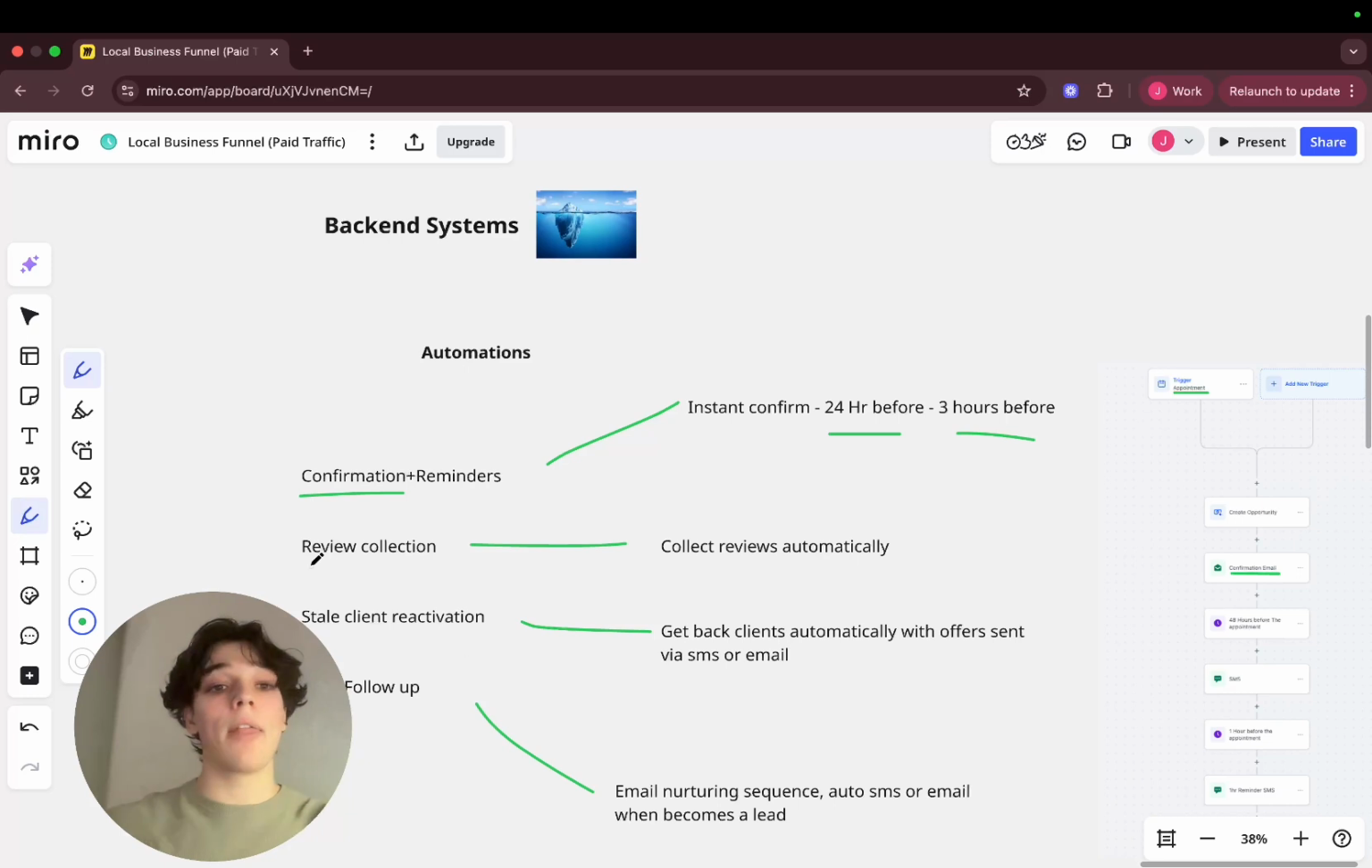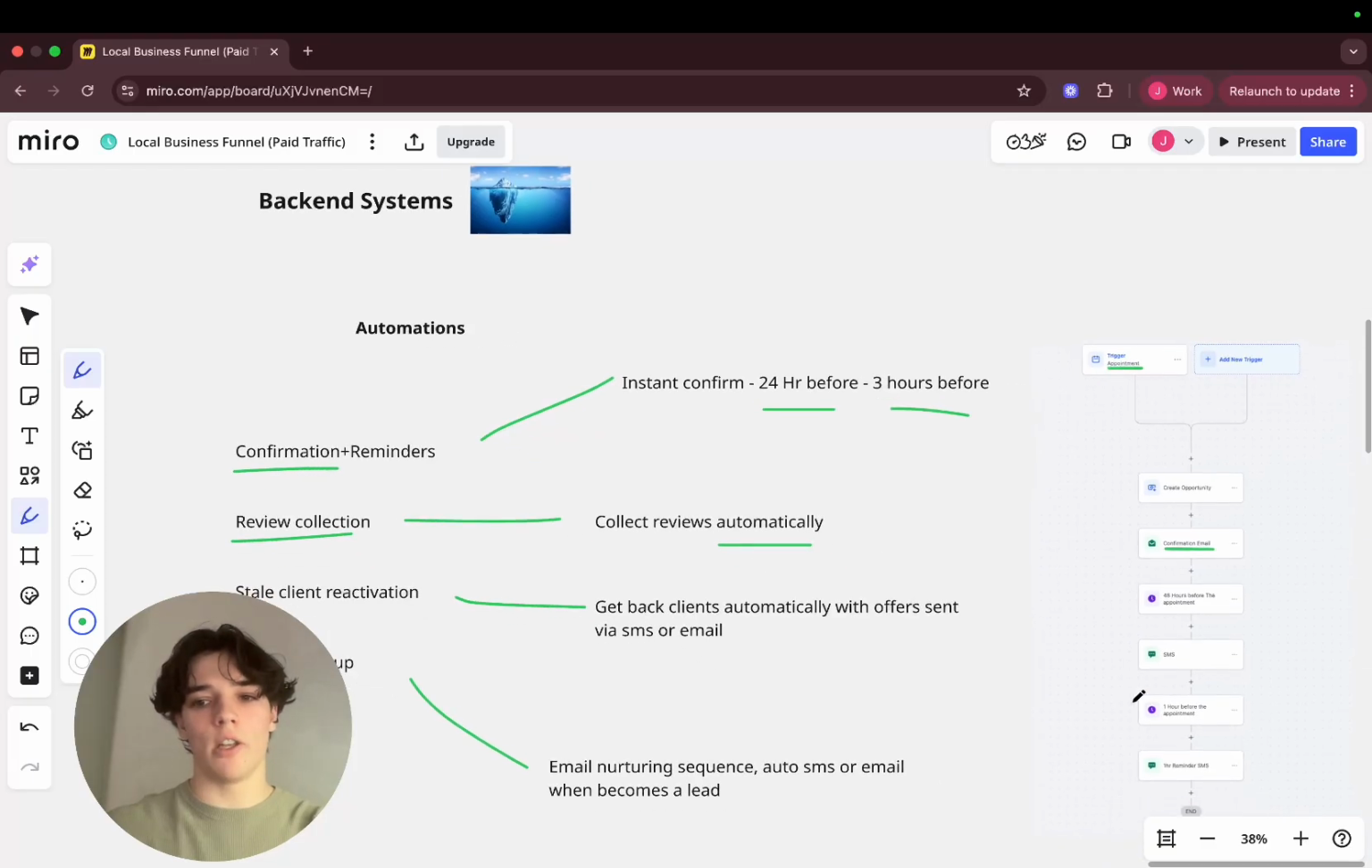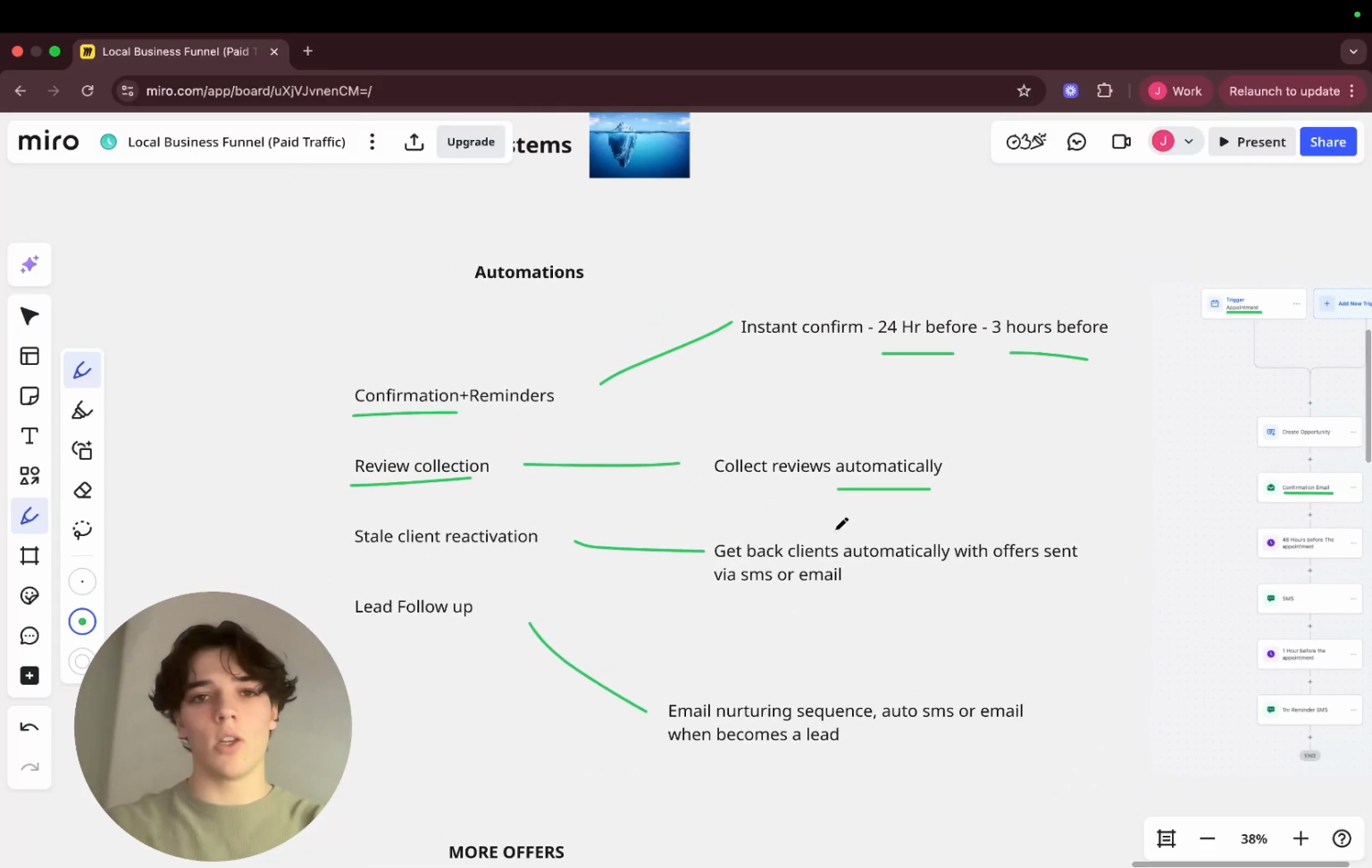And then review collection. If people can see that your reviews are good and you have that social proof and you have that trust in the community, then you will get a lot more people to actually say yes to your thing because so many more people have gotten good results from it before. And just being able to collect them automatically. So for example, when this person eventually comes in, an hour after, they get a text to fill out a review, or a day after. That's really good to increase that social proof for your business.